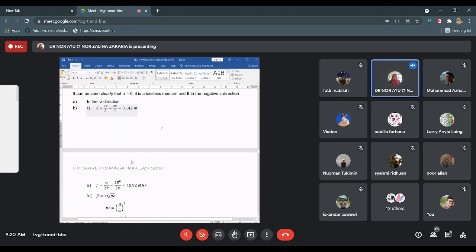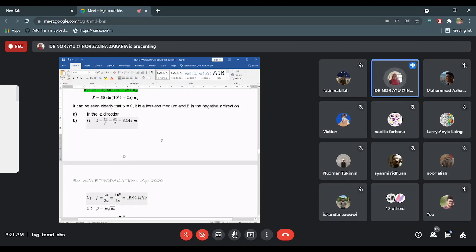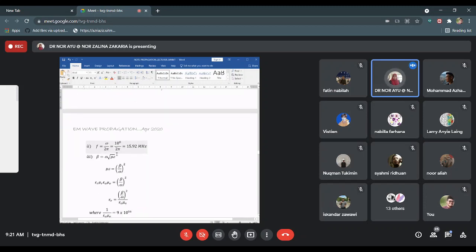Okay, and then the next one you need to find frequency. So this frequency you can just use the equations of omega equals to 2 pi f. So you can find your f over here. So f is equals to omega divided by 2 pi. So omega again you can find from your equation given to you. So 10 power of 8 is your omega divided by 2 pi. So this is your frequency.